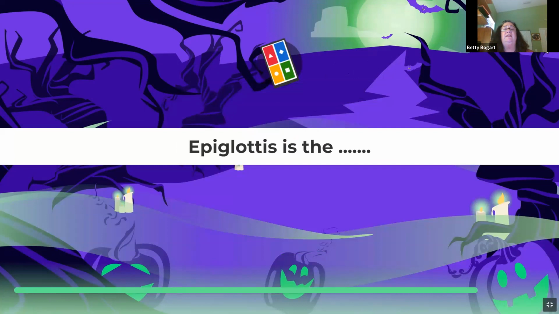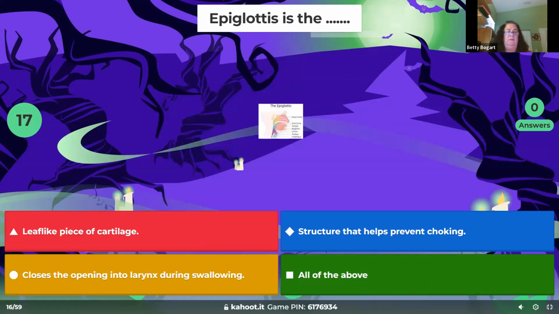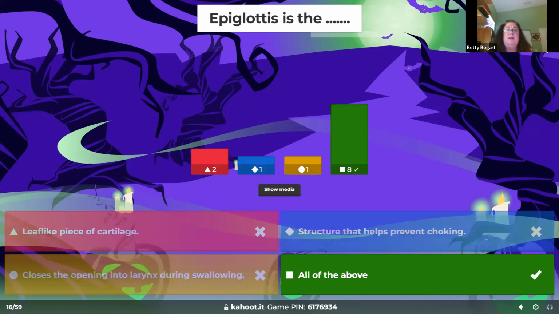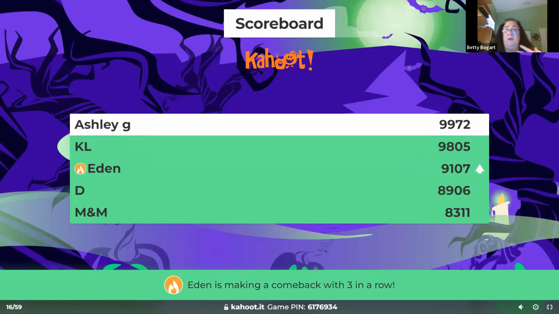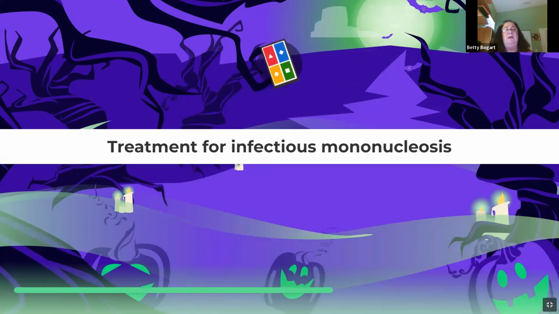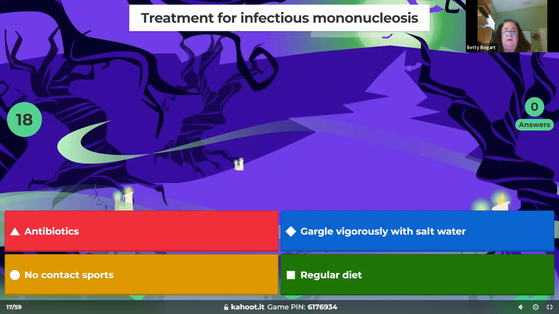The epiglottis is the what? So it is that leaf-like piece of cartilage that covers the larynx when you swallow to prevent choking. Yes. And in epiglottitis, it covers that larynx and you can't breathe. What do you see? Drooling, muffled voice, inability to breathe, tripod, bending over position. An emergency. Treatment for infectious mononucleosis include what?